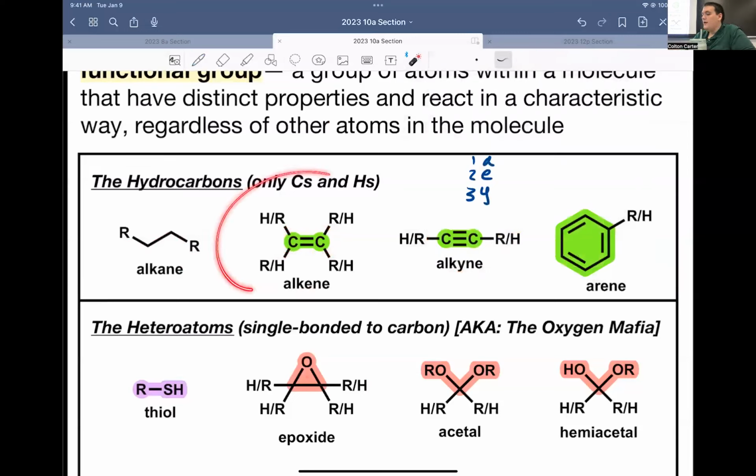But this whole thing, this R and H, means we could have a double bond where we have carbon things at every point on the double bond. Or we could have a double bond that's at the end and has 1, 2, 3 hydrogens. It doesn't matter. We could have carbon things or hydrogen things. They're still alkenes. Does that make sense? Okay.